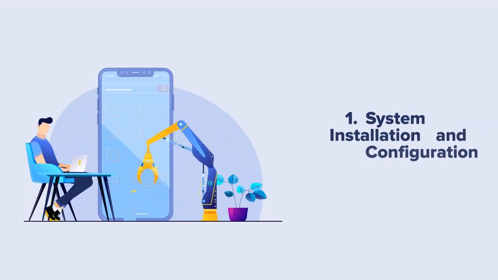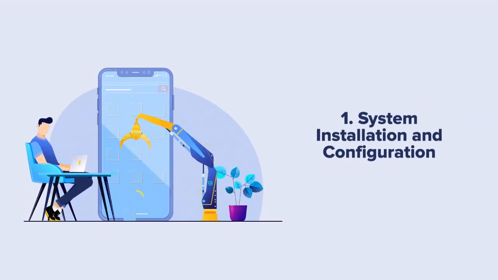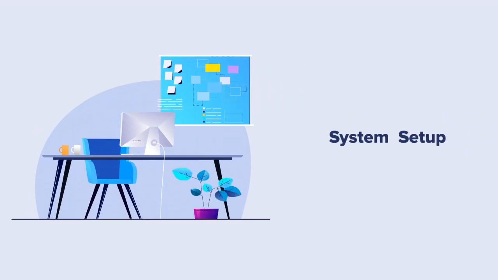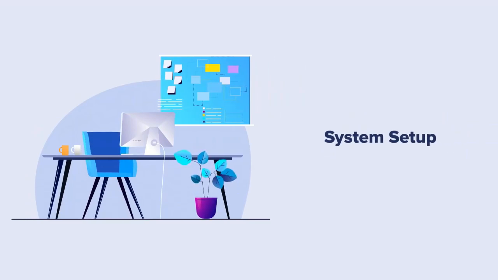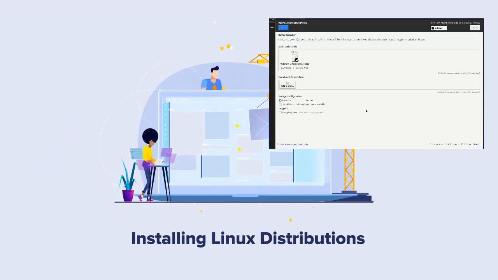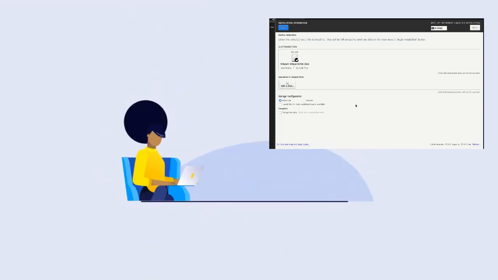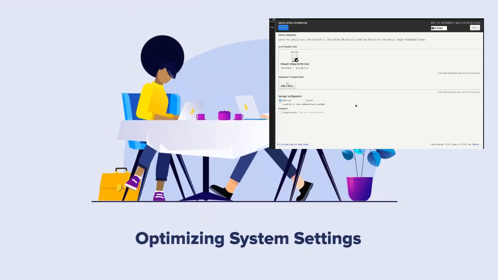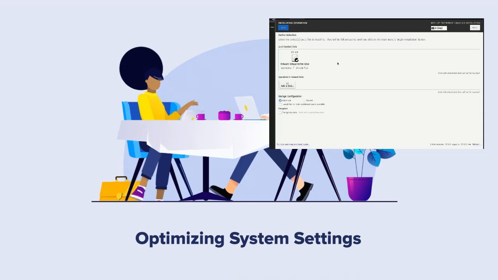1. System installation and configuration. One of the primary duties of a Linux administrator is setting up servers and systems. They install Linux distributions like Red Hat, Ubuntu, or CentOS, tailoring configurations to meet the organization's requirements. This involves partitioning, configuring services, and optimizing system settings for performance and reliability.